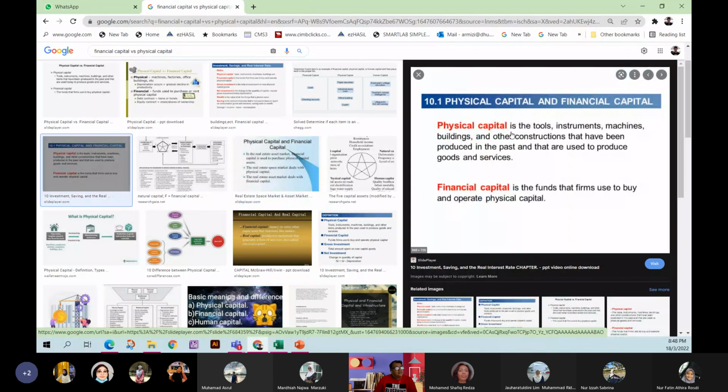Physical capital is the tools, instruments, machines, buildings and other construction that have been produced in the past and that are used to produce goods and services. Financial capital is the fund that firms use to buy and operate physical capital. You boleh copy kat sini.